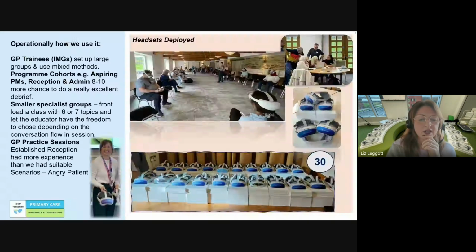We also look at other program cohorts like aspiring practice managers and reception and admin, which are again much smaller and more compact in their group numbers, and they're also non-clinical, so we don't want to miss those out. When they're in a smaller group, they tend to be able to give you a better debrief. We have some really good conversations, and they link them up to, well, this happened to me back in practice, and oh my gosh, yes, I can reflect on that because that was a real conversation that I had. So that's really quite interesting.